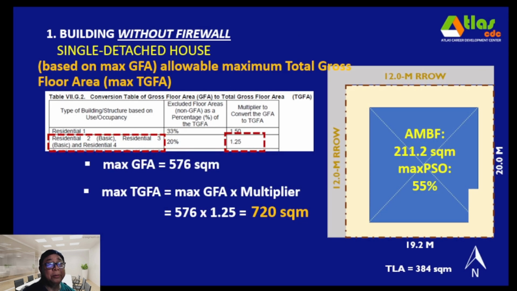Another way to compute the allowable maximum TGFA is basing it on your value of the max GFA. Earlier, we computed the maximum GFA at 576 square meters, and we are going to multiply that with this multiplier in table 7.g.2. 1.25 is our multiplier or conversion factor. It will now give you a value of 720 square meters for your maximum TGFA.